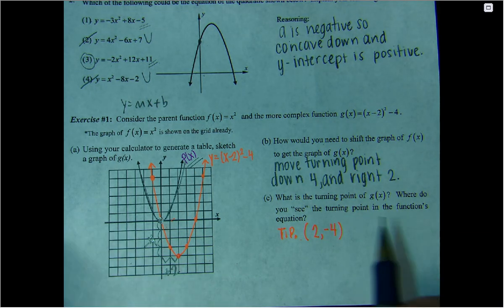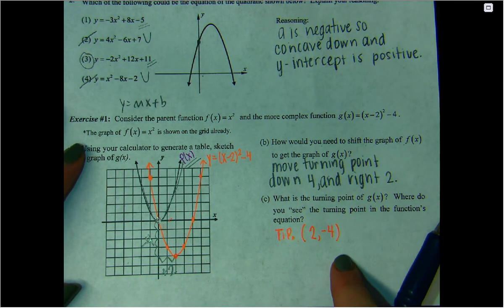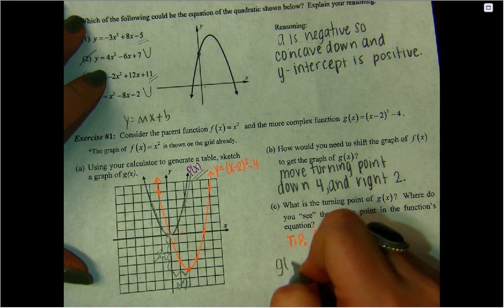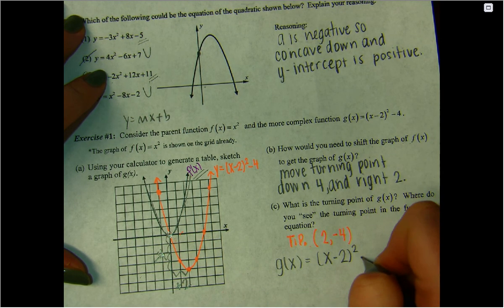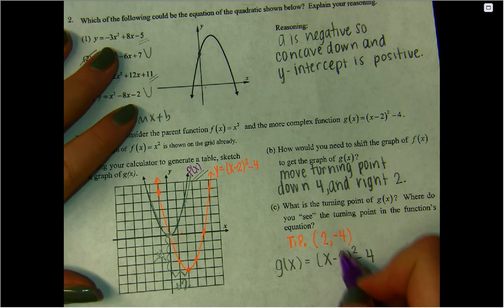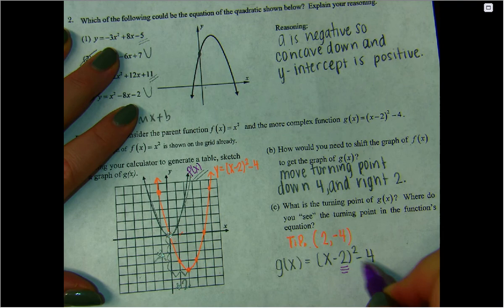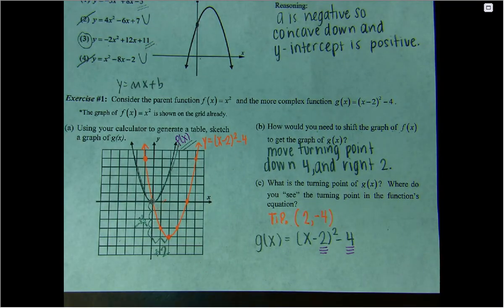And it also says, where do you, quote unquote, see that point in the function's equation? So let's rewrite the function g of x's equation. Okay, well, let's look really closely. I do have a 2 and I do have a 4, okay? So if you're given the equation, how do you know how this is shifting?